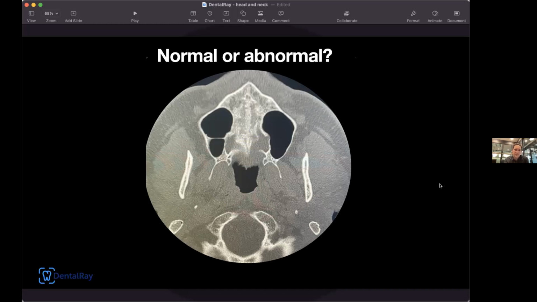So this is an axial plane, so the nose is up towards the top of the screen. You can see the rami of the mandible, and then here you have the upper cervical spine.